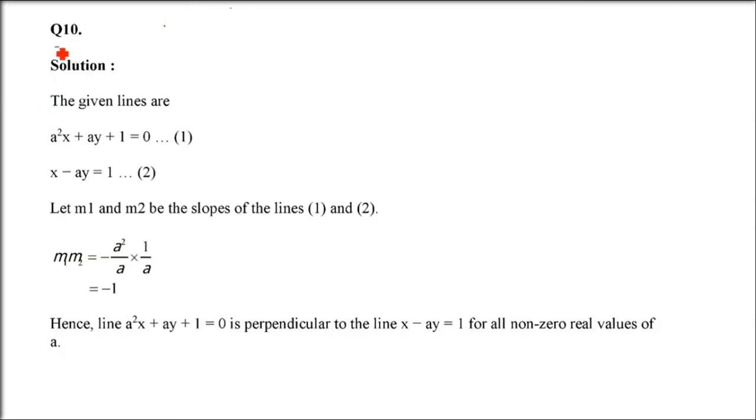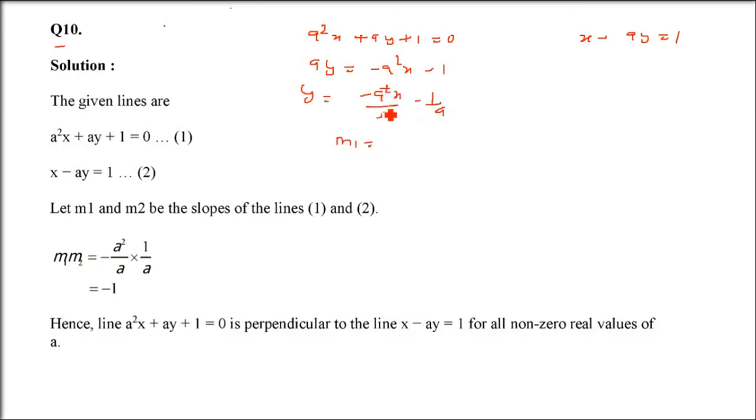This is question number 10. Show that the line a square x plus ay plus 1 equals 0 is perpendicular to the line x minus ay equals 1 for all non-zero real values of a. So these two are perpendicular. We'll find out the slopes and multiply. Let us see if the product is minus 1 or not. So ay equals minus a square x minus 1 here. y equals minus a square x by a minus 1 by a. So a cancels. You can write minus a square by a also as minus a.